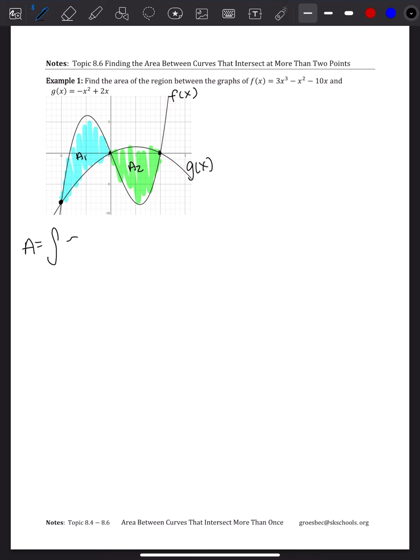So when we do top minus bottom, we're going to do f of x, so that 3x cubed minus x squared minus 10x, minus our bottom function here, which in this case would be the other one, negative x squared plus 2x.